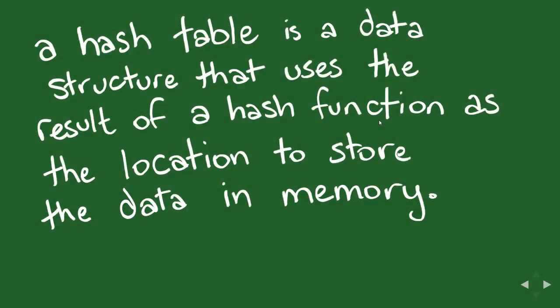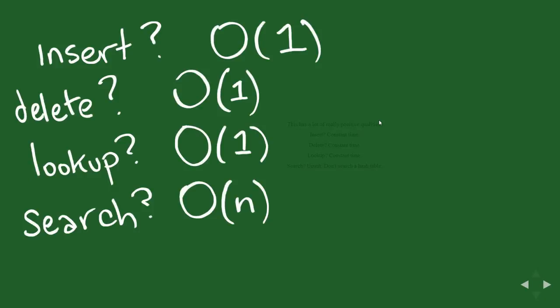A hash table is a data structure that uses the result of a hash function as the location to store the data in memory. This has a lot of really positive qualities. Insert is in constant time. Delete is in constant time. Lookup is in constant time. Search, don't search a hash table. It's a bad idea.